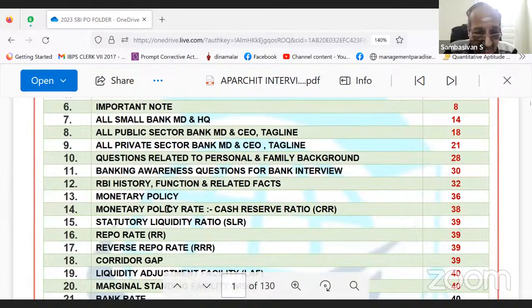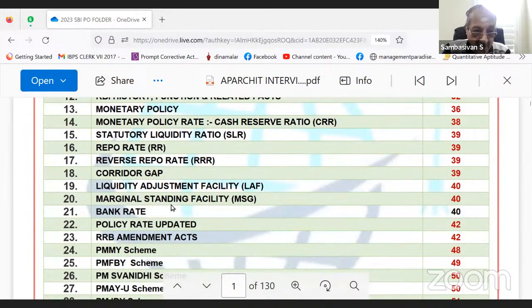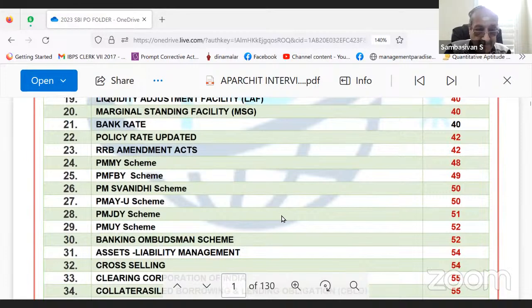RBI history, function related facts, monetary policy rate, cash reserve ratio, statutory liquidity ratio. But the problem is, it is not that we don't know, we all know. But yesterday I was asking a candidate a question about what is CRR, and he was telling repo rate. So sometimes such mistakes happen, you should be very alert in interview. SLR, repo rate, reverse repo rate, corridor gap, liquidity adjustment facility, marginal standing facility, bank rate, policy rate updated.